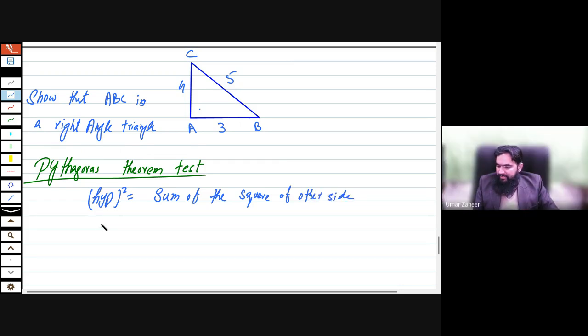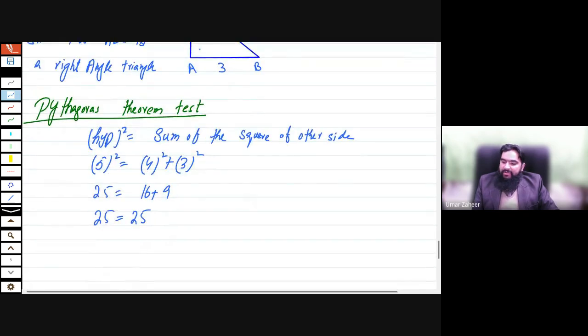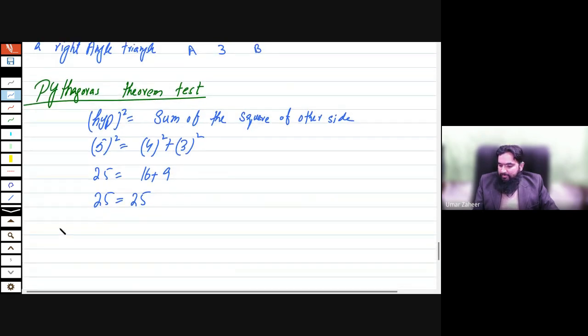So if I take it here, it will be 5 square is equal to 4 square plus 3 square. It will be 25, it will be 16 plus 9. You are getting 25 is equal to 25. This justifies by Pythagoras theorem that triangle ABC is a right angle triangle.